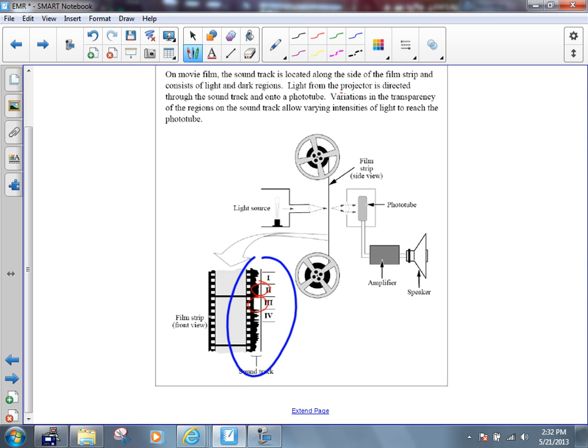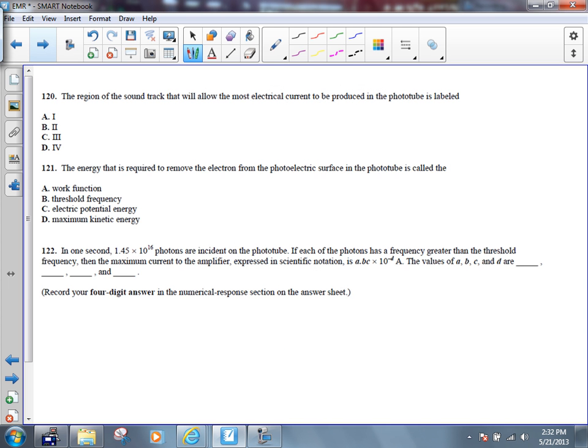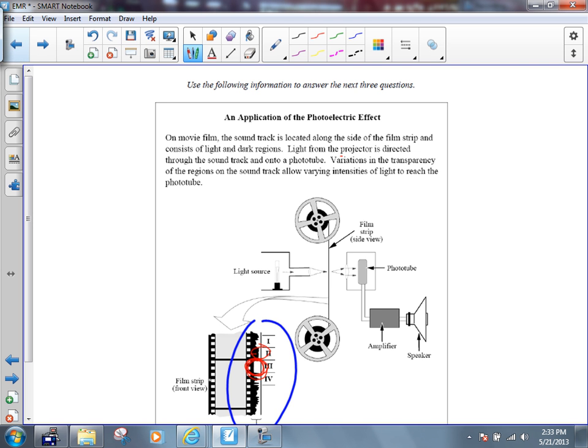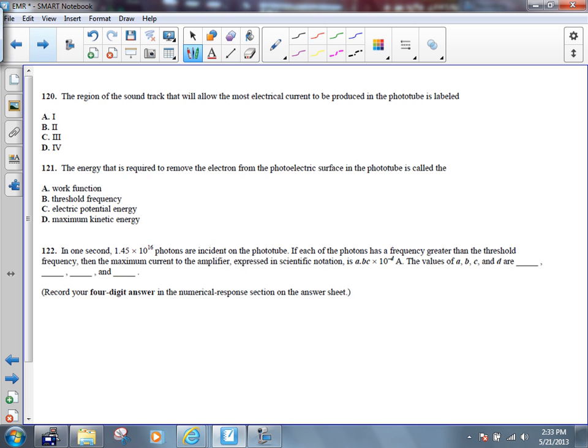These are all above the threshold frequency. More transparent, in other words region 3, allows more photons to go through, therefore will eject more electrons, therefore will cause more electric current. Region 2, fewer photons through, fewer electrons ejected, less electric current. Let's see what we're being asked. The region of the soundtrack that will allow the most electrical current to be produced in the phototube is labeled what? The most electric current is going to come from the most photons going through, which is region 3, option C.